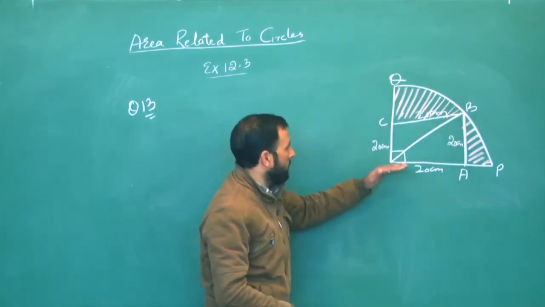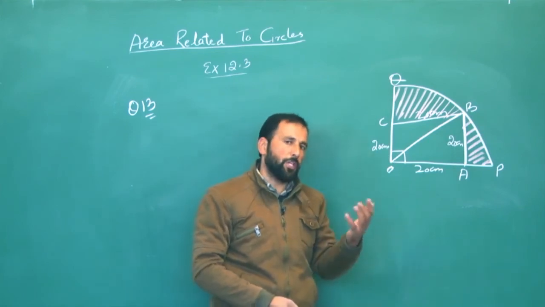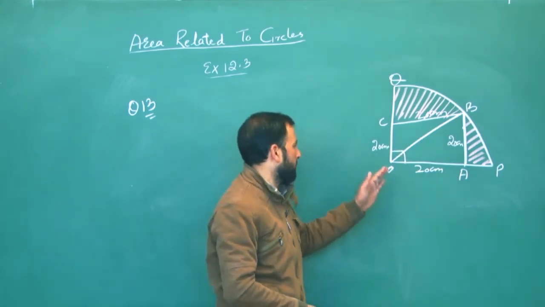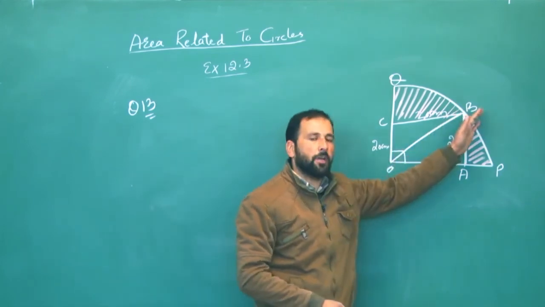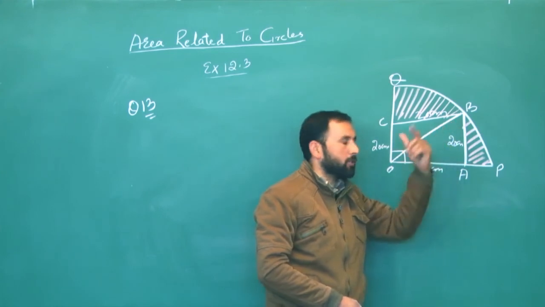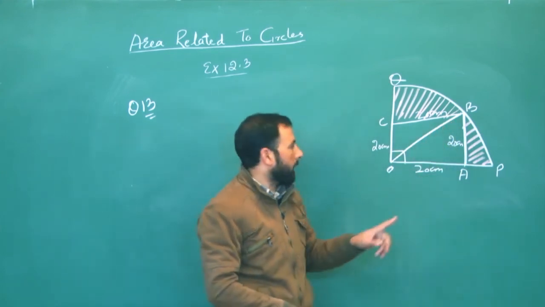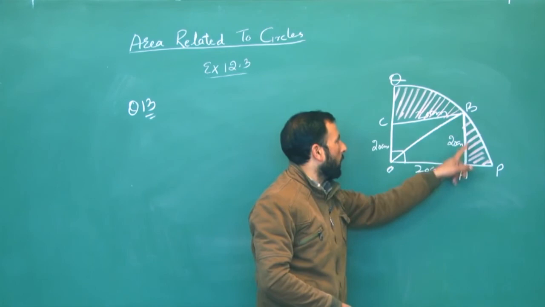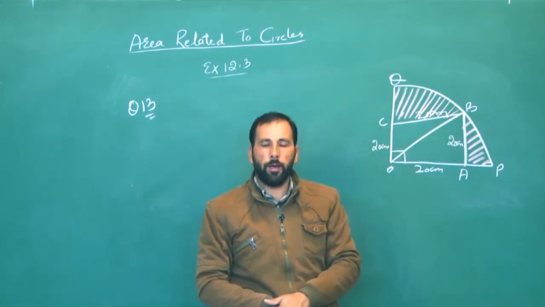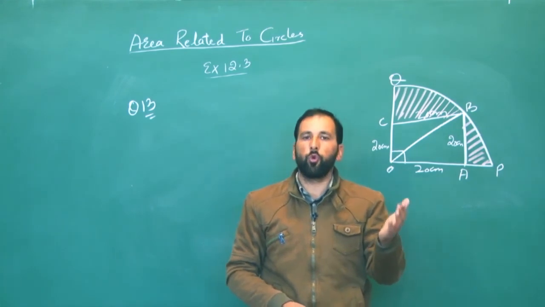OB is the radius of this quadrant. The definition of the radius is a line segment whose one end point is on the center and the other on the circumference of a circle. That means OB is the radius of a circle as well as the diagonal of a square OABC. And we know that the diagonal of a square divides the square into two right triangles.